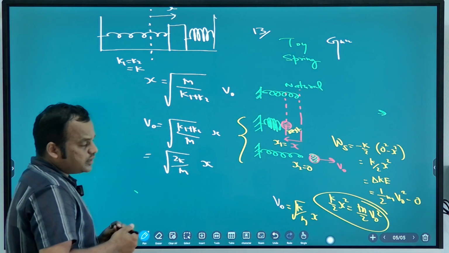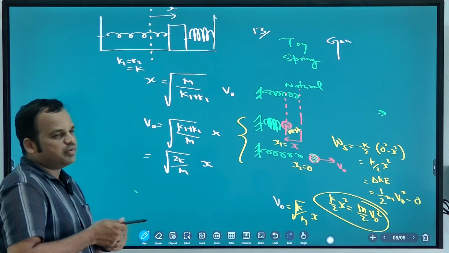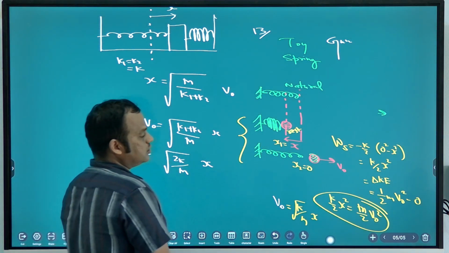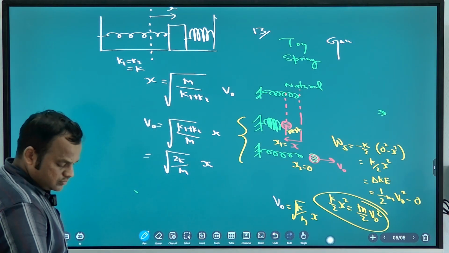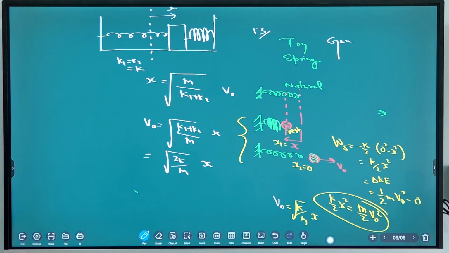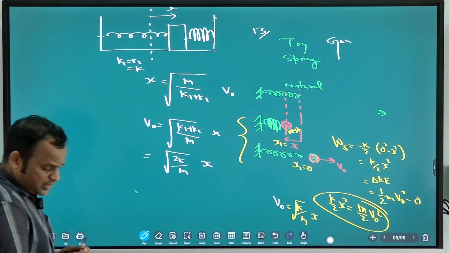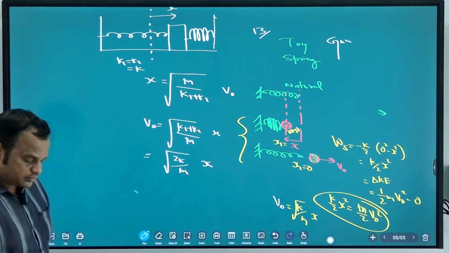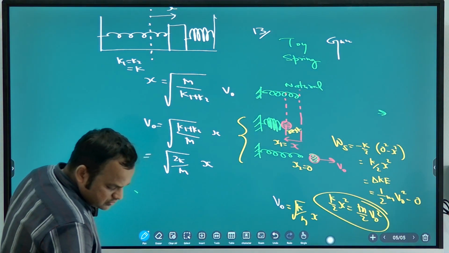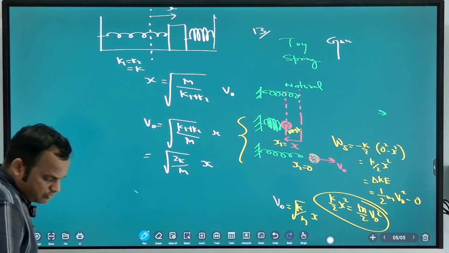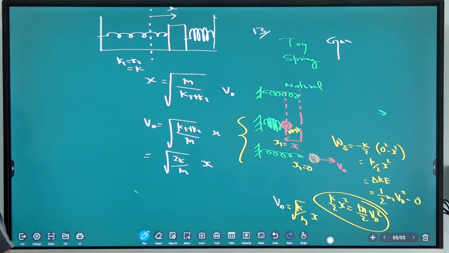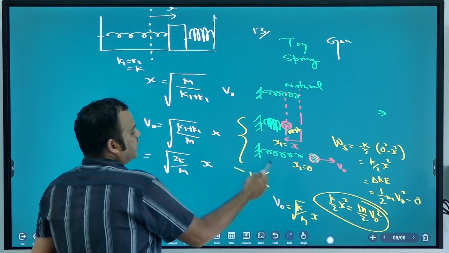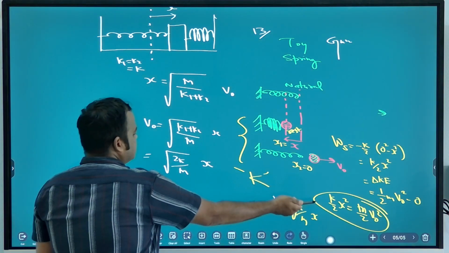But in this question, read the question. Question 13. How are you keeping the gun? Is the gun kept horizontal or vertical? Read the question. A toy gun. We have to solve this. A toy gun uses a spring of very large force constant. Force constant means k. k is very large, so a very high value of k.